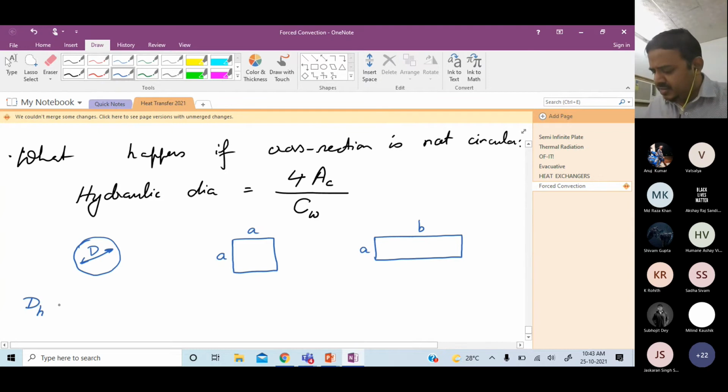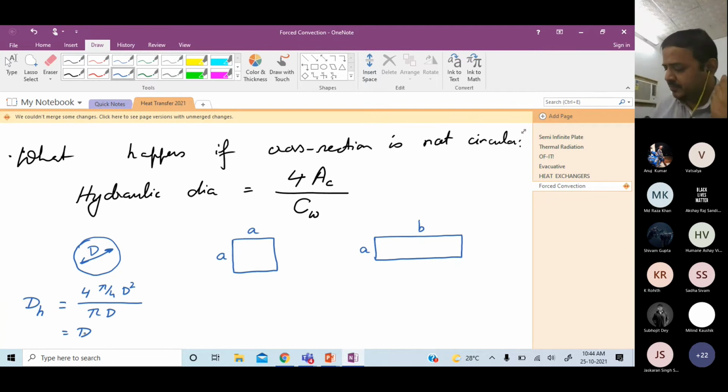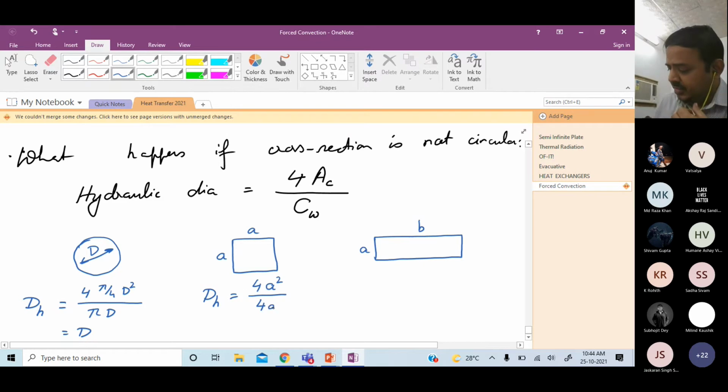Try the hydraulic diameter definition, DH. 4 times area. What is area? Pi by 4, D squared. What is the perimeter? Assuming the entire cross section is filled with flow, the perimeter is pi D. So therefore, hydraulic diameter is D. For a circle, hydraulic diameter is equal to its diameter. What about a square? Cross sectional area is A squared, 4 times that. What is the wetted perimeter? 4A.